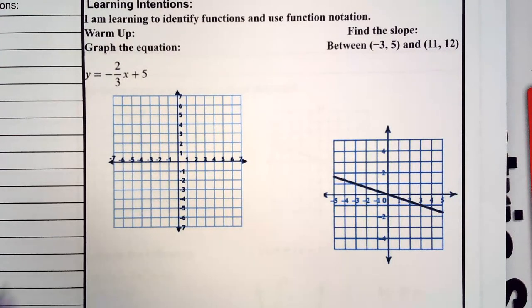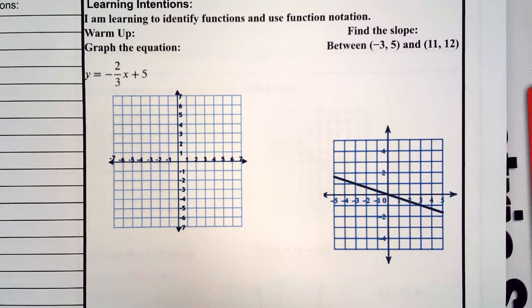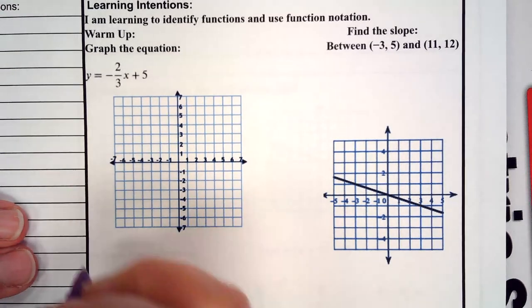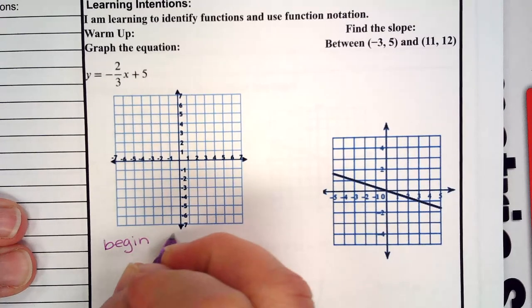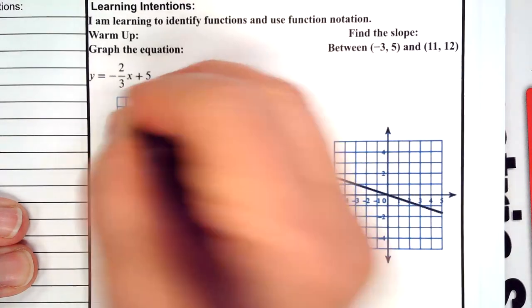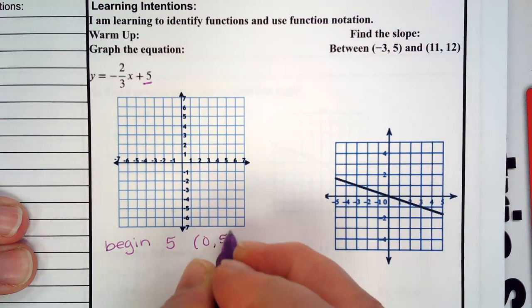Okay, we're going to graph this equation, negative 2/3 x plus 5. Remember that the b is where you begin. So we begin at 5. That is the point (0, 5).